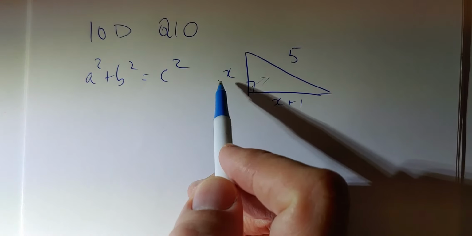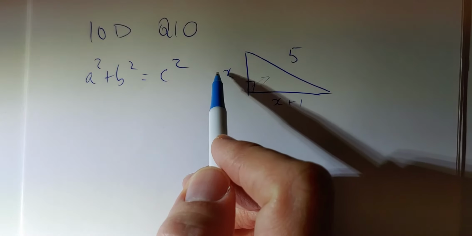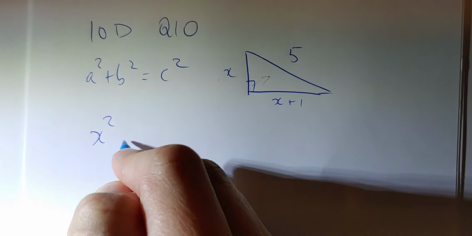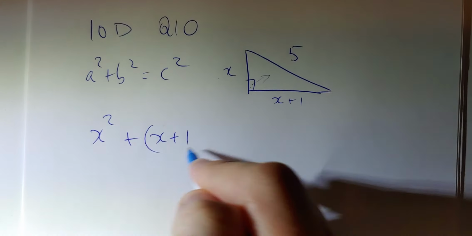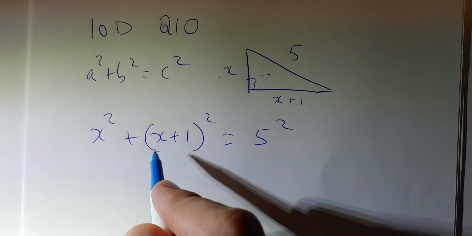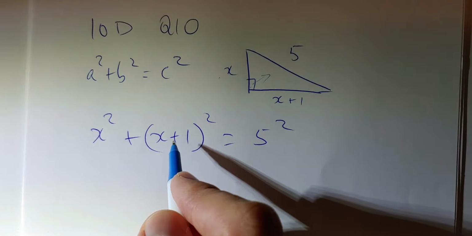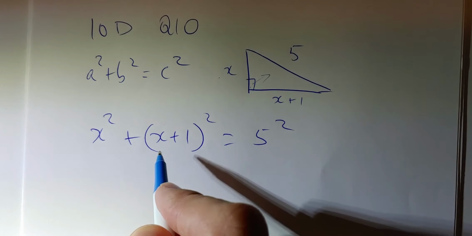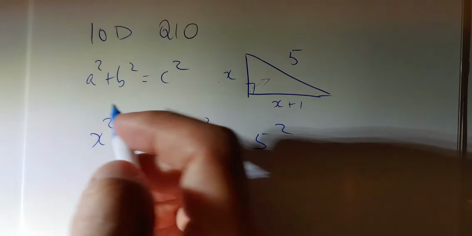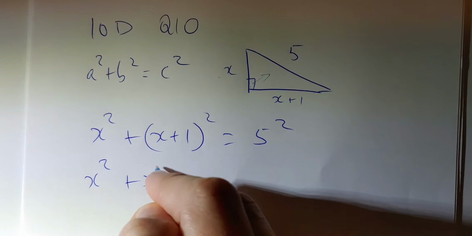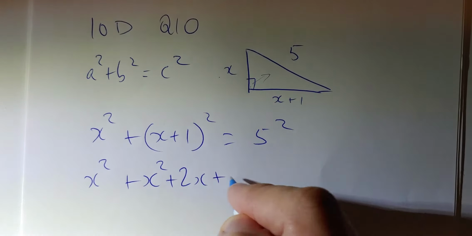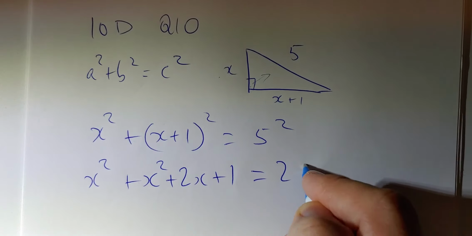So let's do that. x squared plus x plus 1 squared equals 5 squared. Let's rewrite that. x squared plus x plus 1 squared equals 5 squared. Remember, you could do this in long form and do x plus 1 times x plus 1 and do all the lines. Or we can remember that a plus b all squared is a squared plus 2ab plus b squared. I'm going to do that method. So it's x squared plus a squared plus 2ab plus b squared, and 1 squared is 1, equals 25.